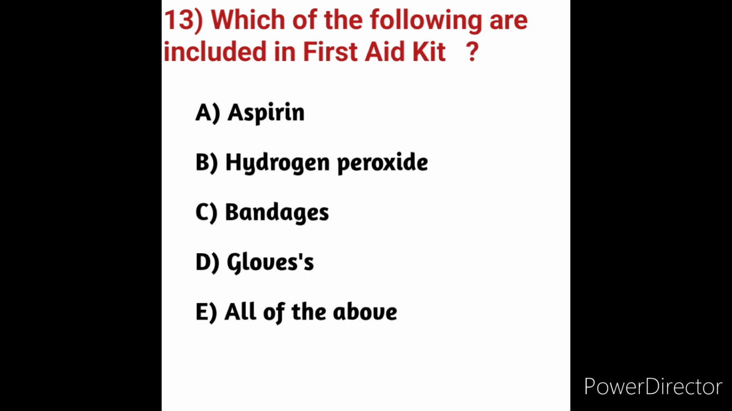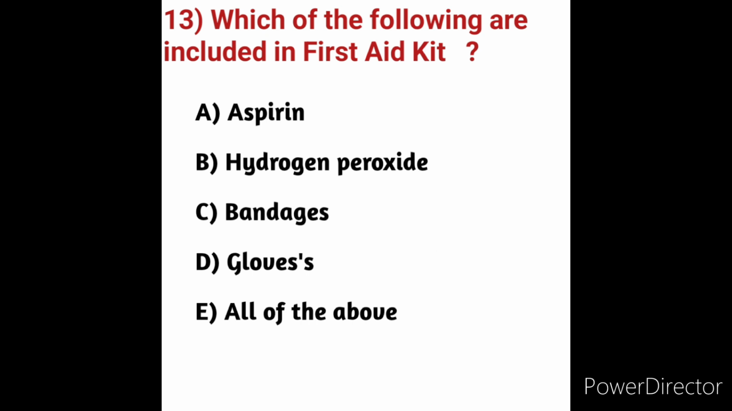The common items and medication in a first aid kit we already discussed in the introduction of this video. In the first aid kit we have a thermometer, antiseptic solution, bandages. In medication, aspirin, and also common items like bandages, gloves, hydrogen peroxide. These all come under the equipment of a first aid kit. So here all of the above is the correct answer.